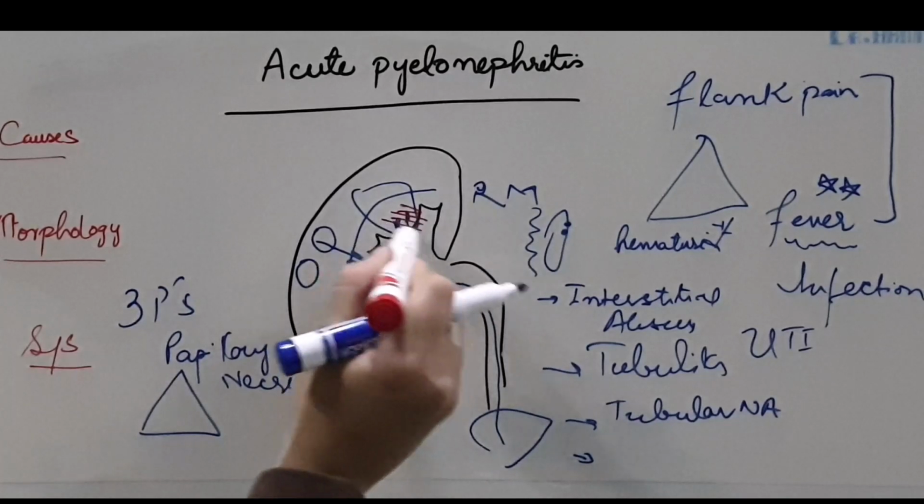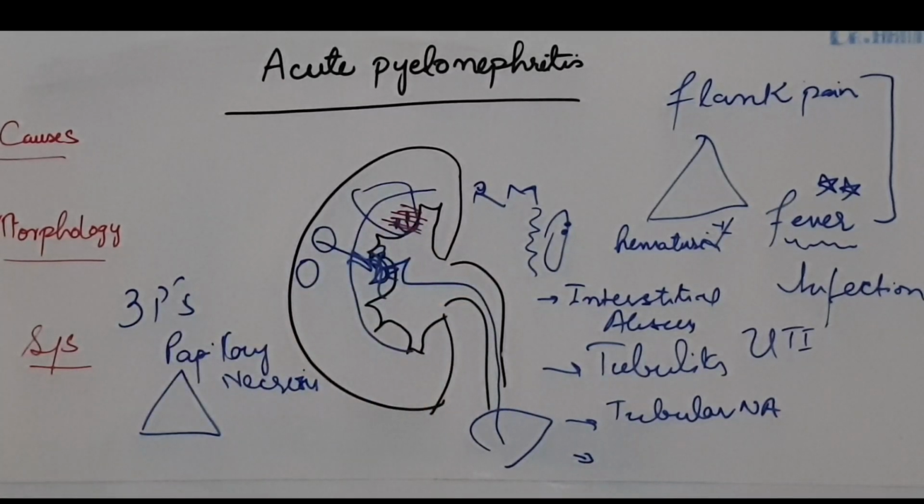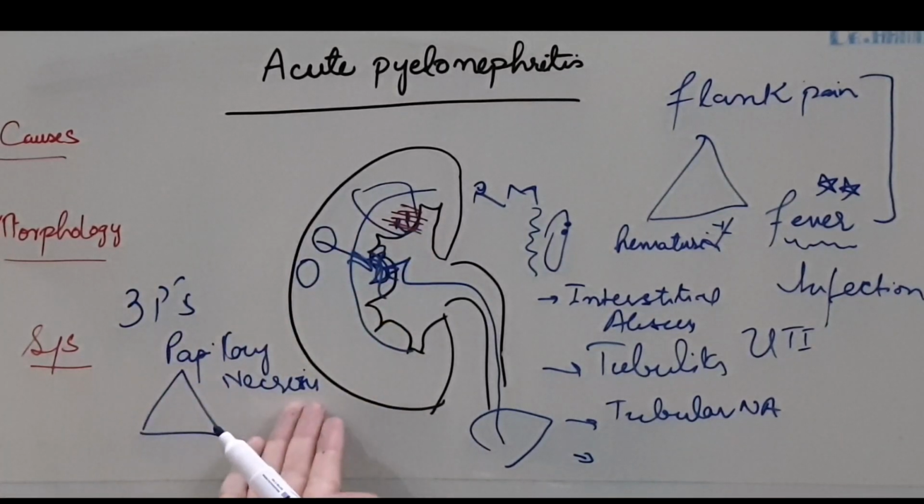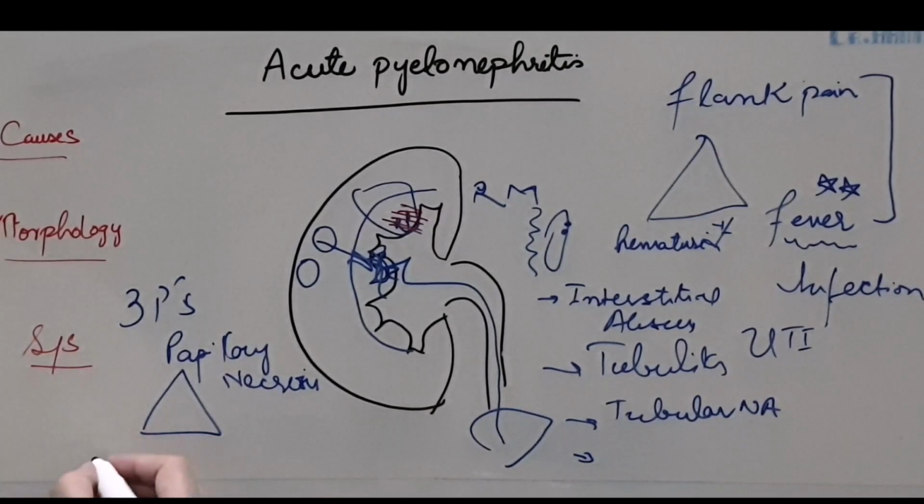And as you know from the general pathology concept, that kidney undergoes coagulative necrosis. So in the complication of acute pyelonephritis, we'll see papillary necrosis, which will comprise coagulative necrosis of the renal parenchyma. Then pyonephrosis. As the name indicates, pyo means pus, nephrosis means in the kidney.